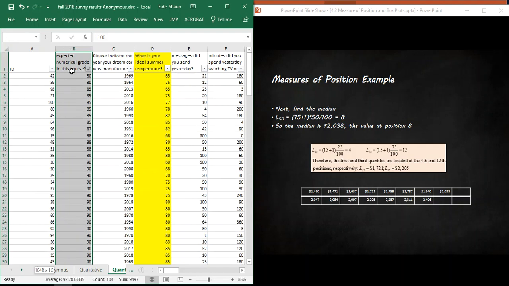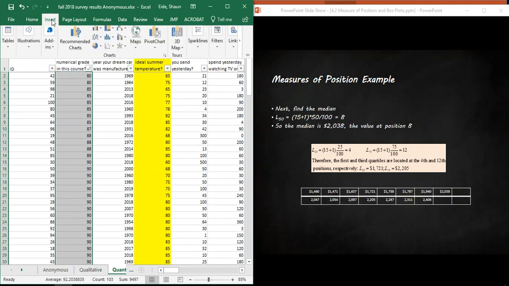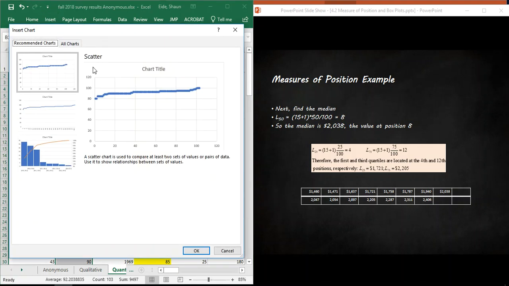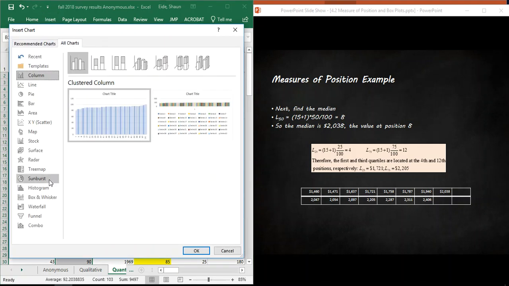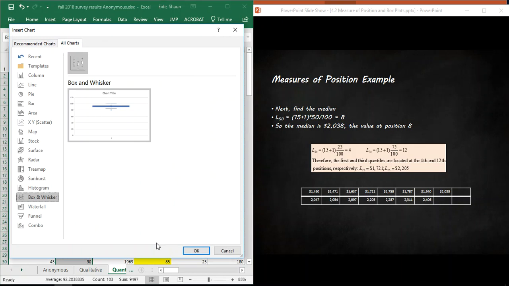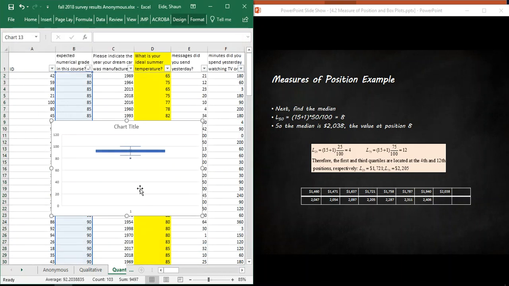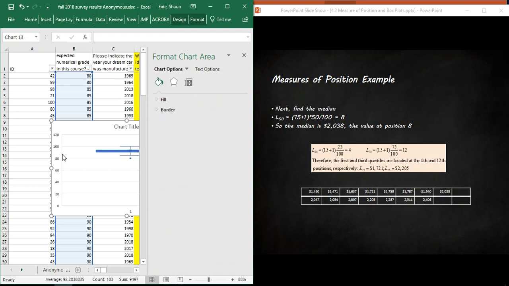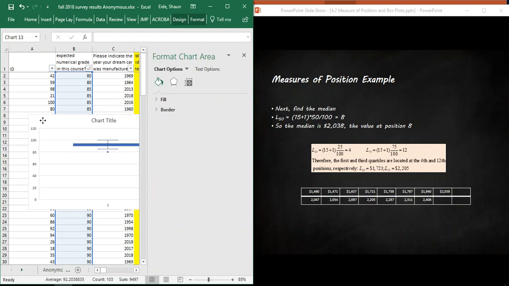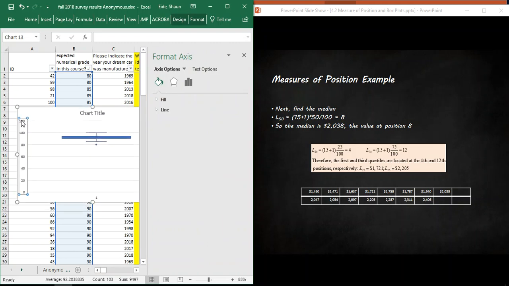I'm going to highlight the data that I want to make a box plot for. Then I'm going to hit Insert, Recommended Charts, and go to Charts. I'm going to go to Box and Whisker, and put in a box and whisker chart. Now you can see that this box and whisker chart is more or less useless because you can't really tell anything about it. So what we're going to do is fix that. We're going to make it so that you can really understand what this is saying.